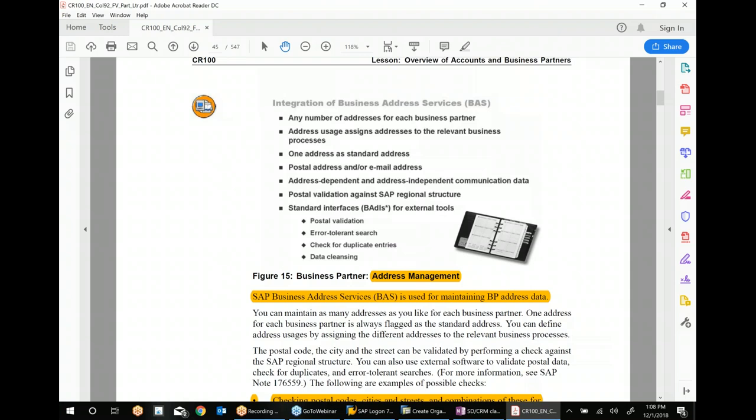Now, this is an interesting feature. This capability called business address services provides you certain capability in SAP. What does it provide? Any number of addresses for each business partner. You cannot do that in SD. In SD, it is not possible to have more than one address. You can only have one address per customer.